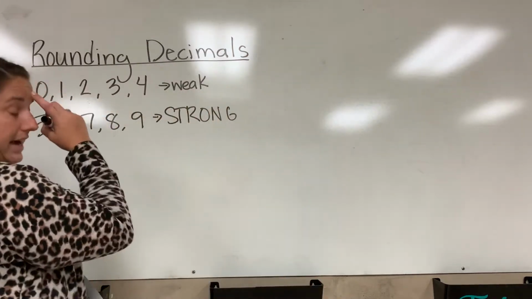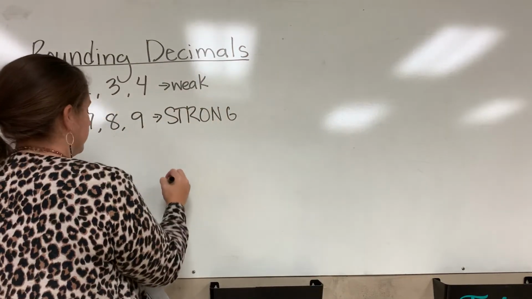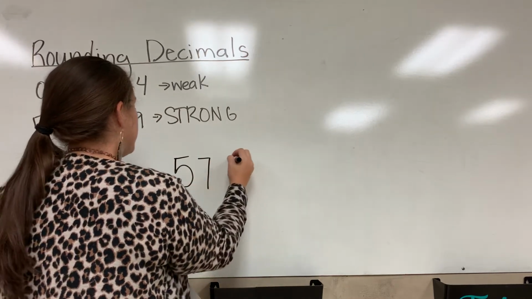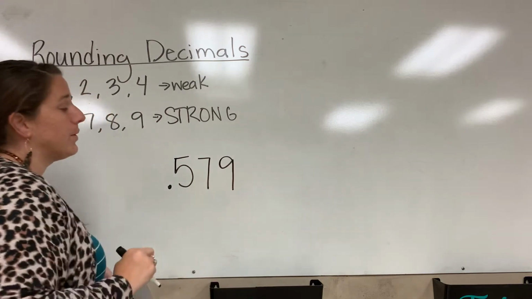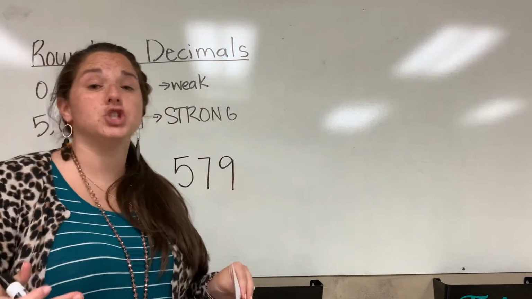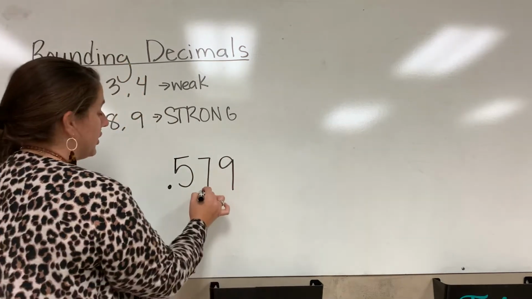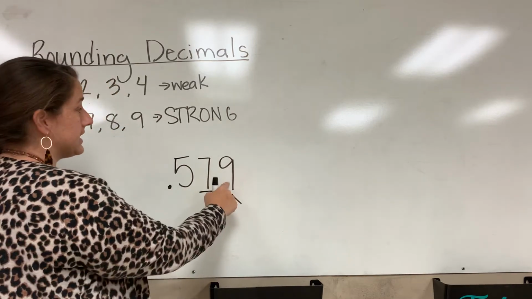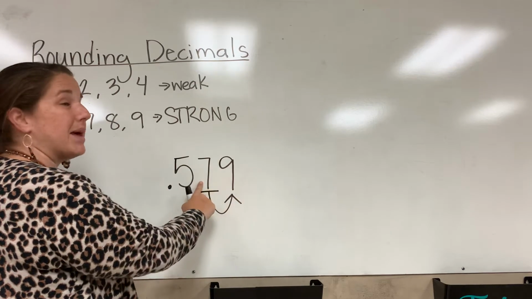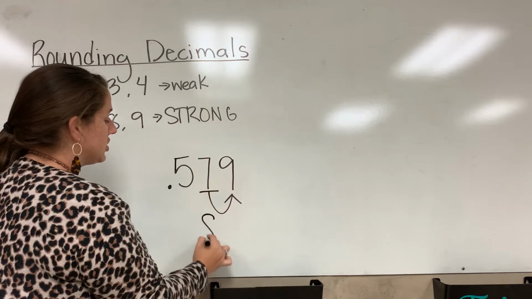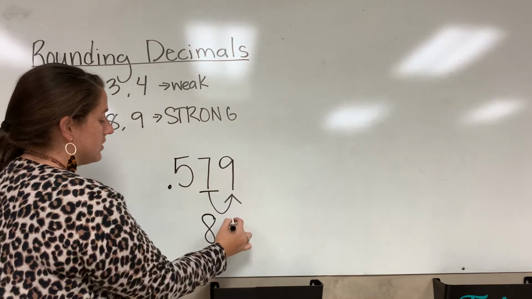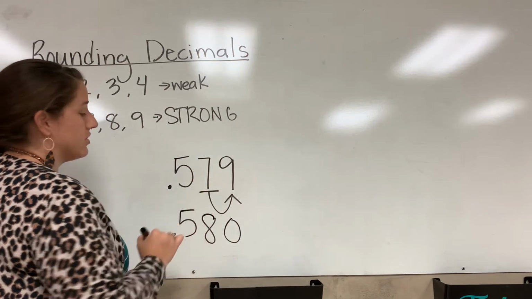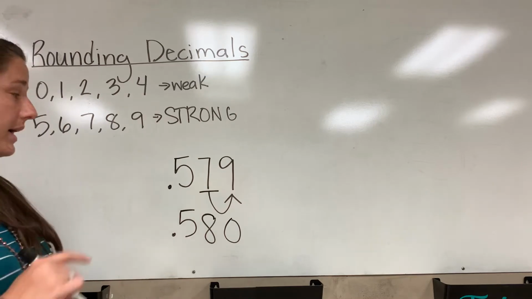Let's do another one a little bit higher, okay? So let's say I have the number, I won't even put a whole number this time. Let's say I have 5, 7, 9, and I want to round to the nearest hundredths, okay? I'm gonna underline the hundredths place, and I'm gonna look to the right. This 9 is strong, so it makes the 7 turn into an 8. This 9 turns into a 0. The 5 stays the same. Bring down your decimal. Okay?